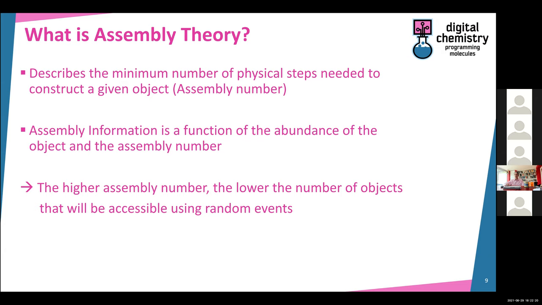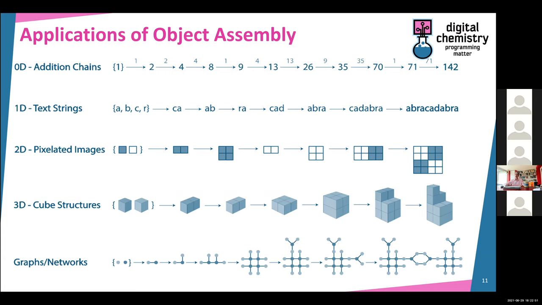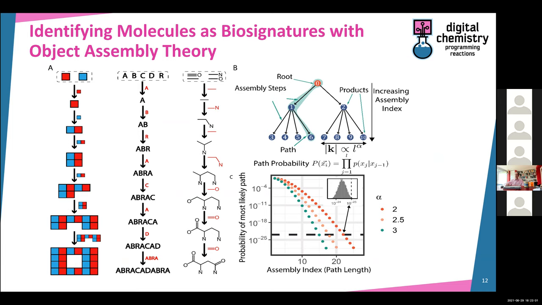So basically, assembly theory tells you about a measurement. If you can measure the assembly number of a molecule and you can detect the molecule, it gives you some boundaries on working out the likelihood that the molecule could have formed by chance. Assembly theory, which we've been developing for a while now, has two key features: it requires the assembly number of the object and the abundance of the objects. There are many applications to mathematics, text, and images, but in this lecture I'm going to talk about molecules. If you take a molecule and break it down into parts, you can work out how complex the molecule is by its assembly number.